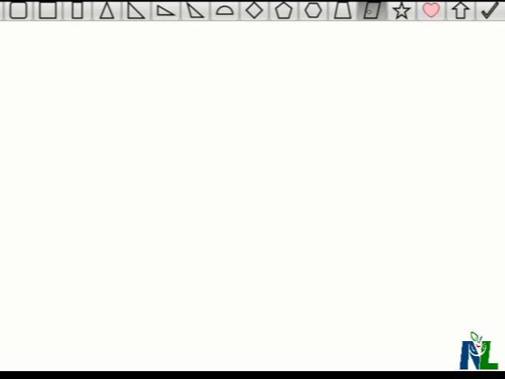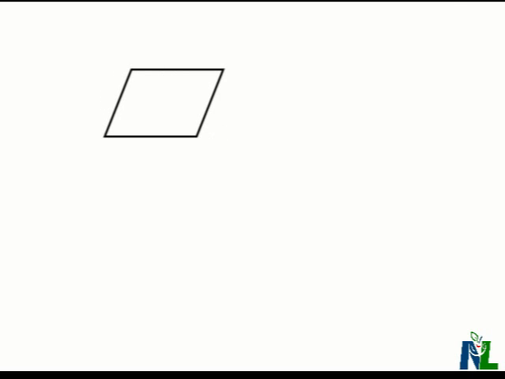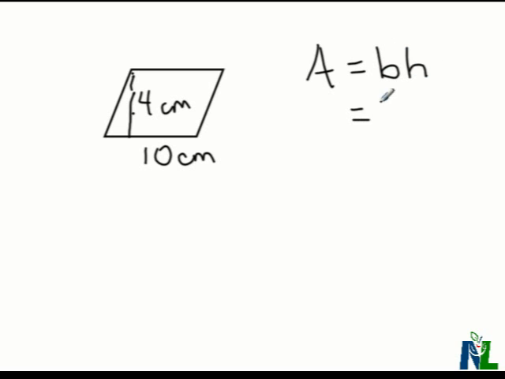So if we do a little example, I show you that the base is 10 and that the height, my goodness, that's a squiggly line, is 4, and we'll say this is centimeters. The area of this parallelogram is base times height, so it's going to be 10 times 4. And of course, everybody should know that that is 40.